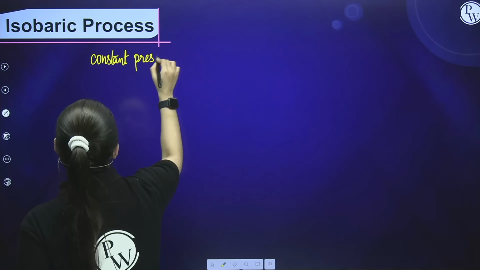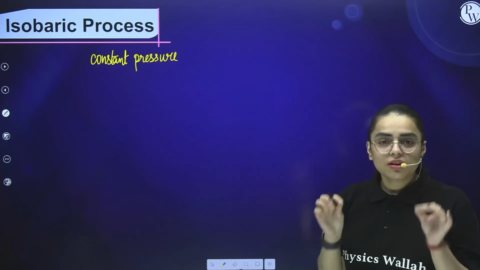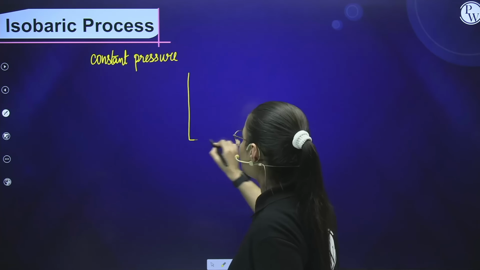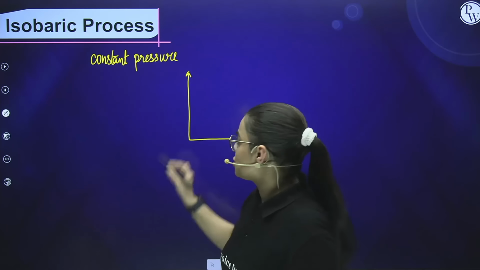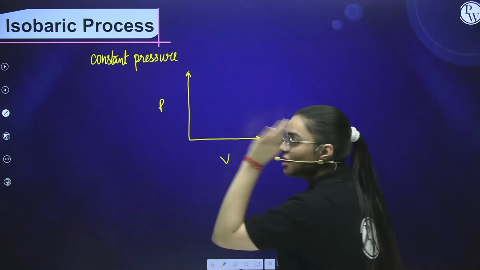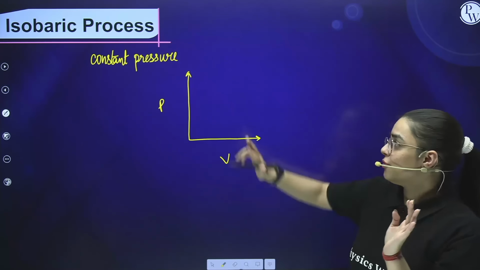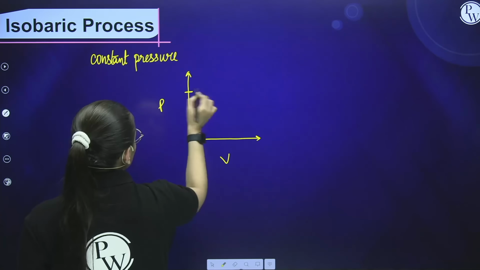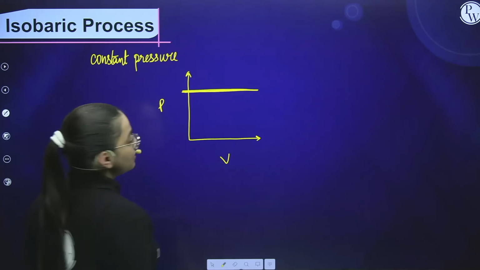Again, students, when pressure is kept constant, we are going to observe a graph between pressure and volume. We are obtaining all of the graphs with pressure on the y-axis and volume on the x-axis. So see, here is the pressure, here is the volume. When pressure is kept constant, the value will be the same for pressure and the volume can change, right? For isobaric, it is a constant pressure. So this graph is going to come like this. Clear? This is going to be our graph.